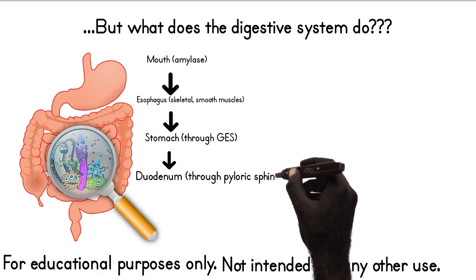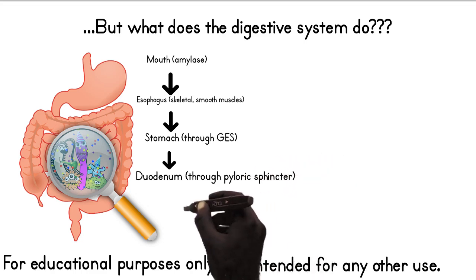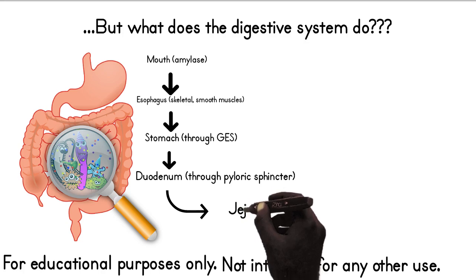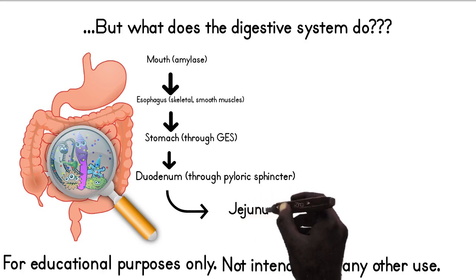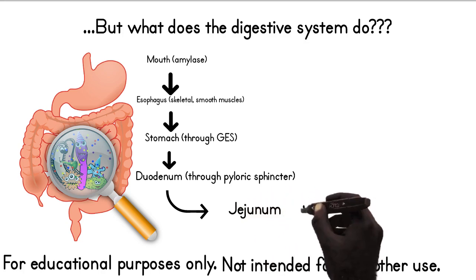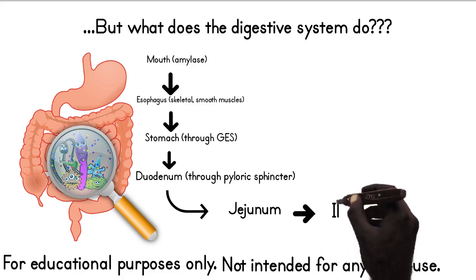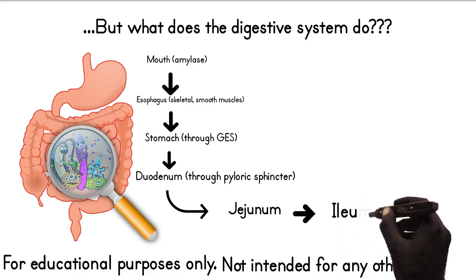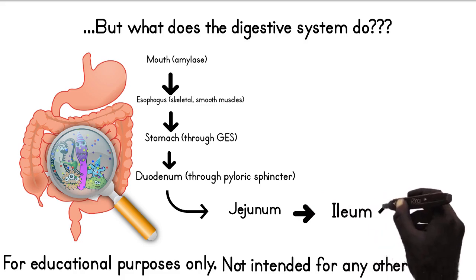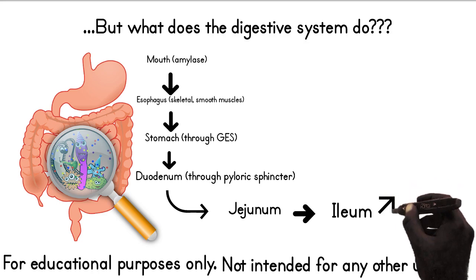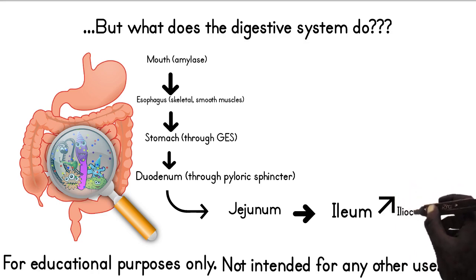Then once in the stomach, food is further processed through additional digestive enzyme mixture and eventually passed down to the duodenum after going through a second exit, this time known as pyloric sphincter. Now, the duodenum is the beginning part of the small intestine. After that, food is then pushed down to the jejunum and eventually to the ileum of the person. Now, the ileum is the terminal end of the small intestine.